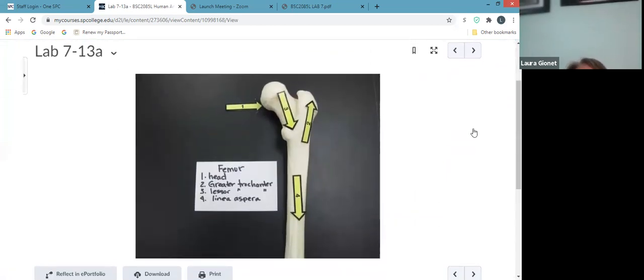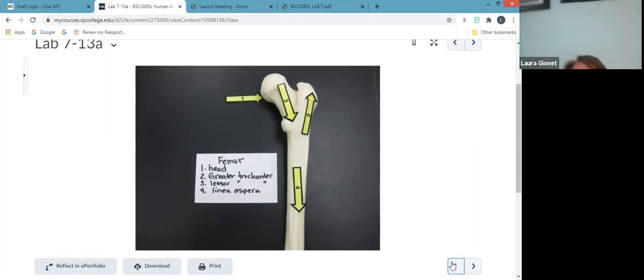So we have the femur. 1 is the head of the femur, 2 greater trochanter, 3 lesser trochanter, 4 linea aspera. Now you took a different picture, and you can see a little bit more of what the number 4 arrow is actually sitting on and pointing to. You can see a little bit of a shadow there. You'll see it better if you can get into the lab.